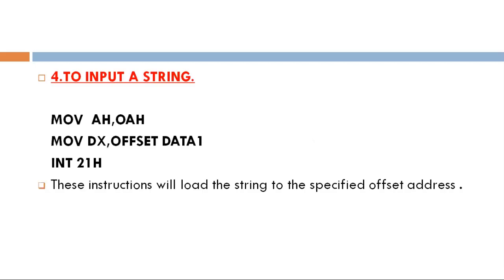The last one, to input a string. The instructions are MOV AH, 0AH and MOV DX, offset data1 and INT 21H. Here offset data1 is a variable where I'm inputting the string, and that offset data1 address is loaded into the DX register. So this instruction will load the string to the specified address.